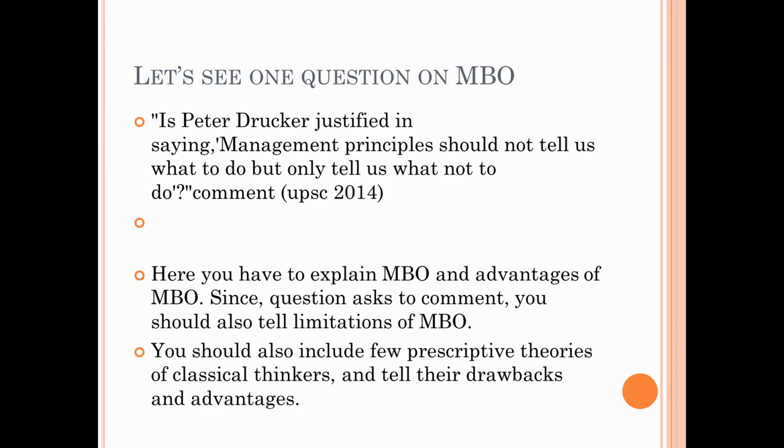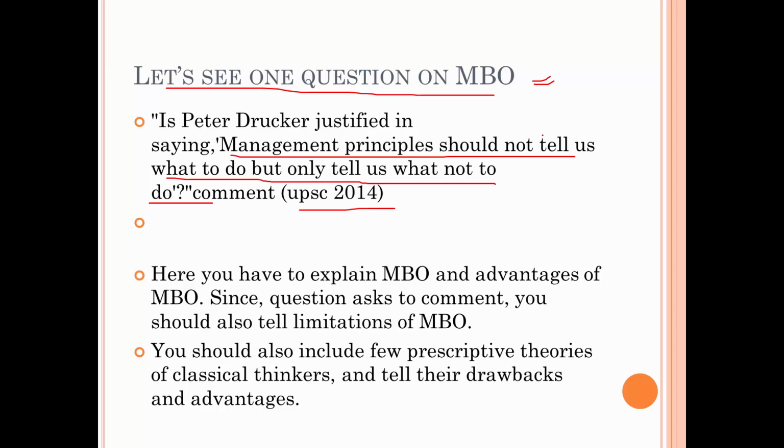And let's see one question on MBO. This question was asked in 2014 only. The question is: is Peter Drucker justified in saying management principles should not tell us what to do, but only tell us what not to do? Here he has given a certain biased statement. He is saying that management principles should not tell us what to do, but only tell us what not to do. He's saying this because of his theory of management by objectives.